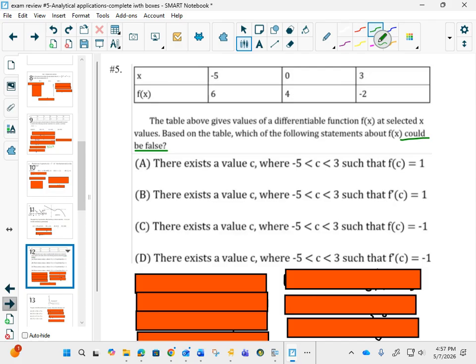We know it's continuous, so all of our IVT, MVT, EVT theorems come into play. There exists a value c such that f of c equals 1. Before we get too far, what theorem is this going to be? IVT. Second one, there exists a value c such that f prime of c is 1. That's MVT. There exists a value c such that f of c equals -1, IVT again, and this one is another MVT.